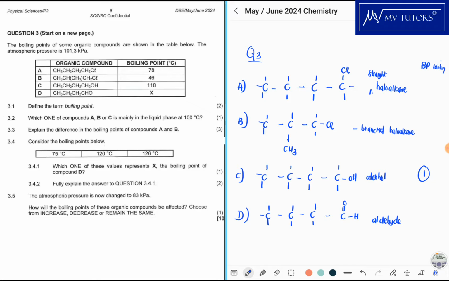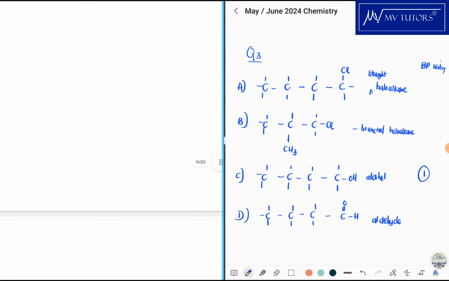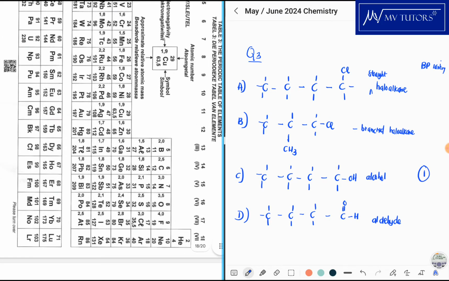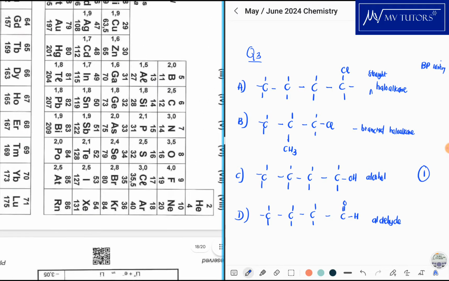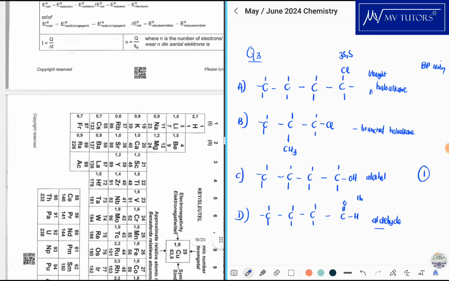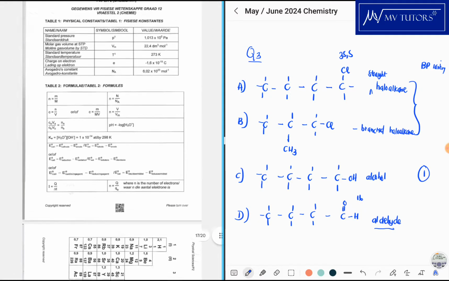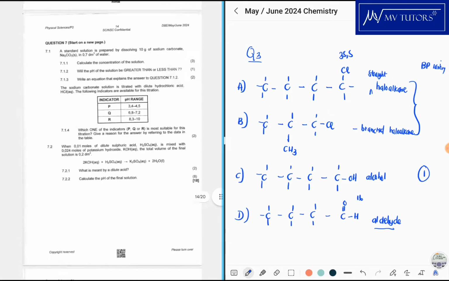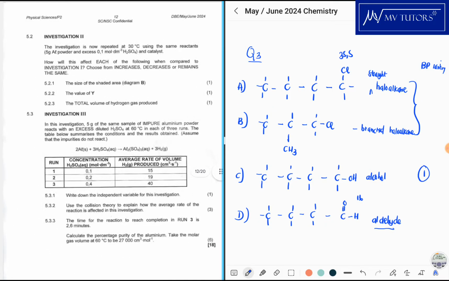But, and it's a very strong but, chlorine has a molecular mass of 35,5, whereas oxygen in the aldehyde has a molecular mass of 16. So unfortunately, between the aldehyde and the two haloalkanes, the straight one, and now that it's branched as well, that complicates things.